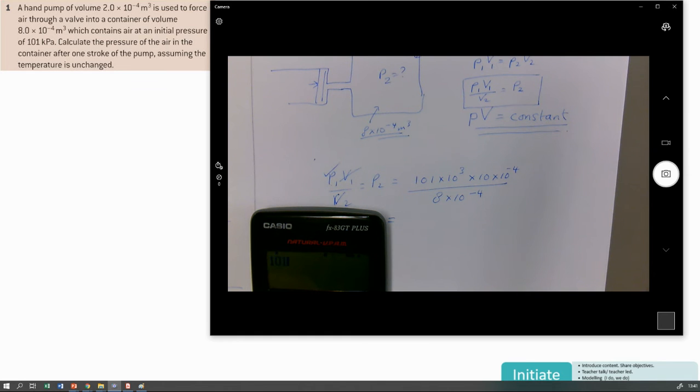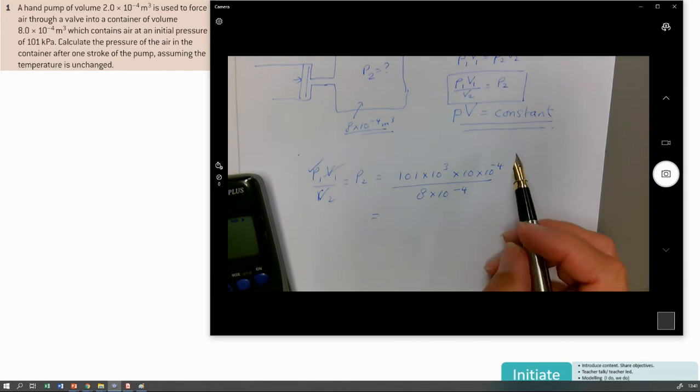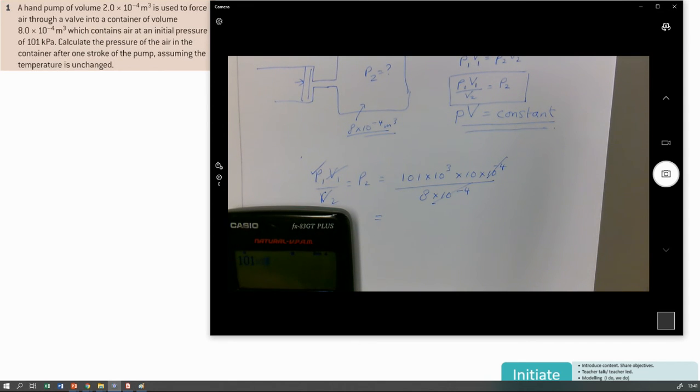Do you know what I'm doing, kids? I'm typing all these exponents in. Don't need that. Look, that cancels with that. Let's make life easy. 101 times 10 to the power of 3, times by 10, equals, divide that by 8 equals, the number comes out 126250. 3 significant figures, so 126 kilopascals.